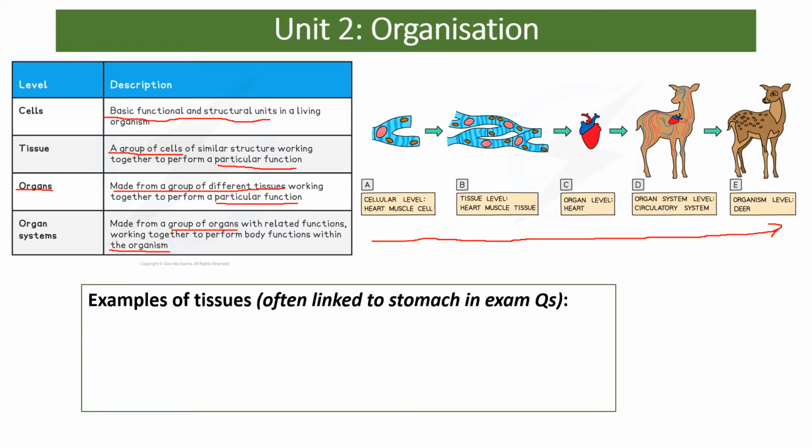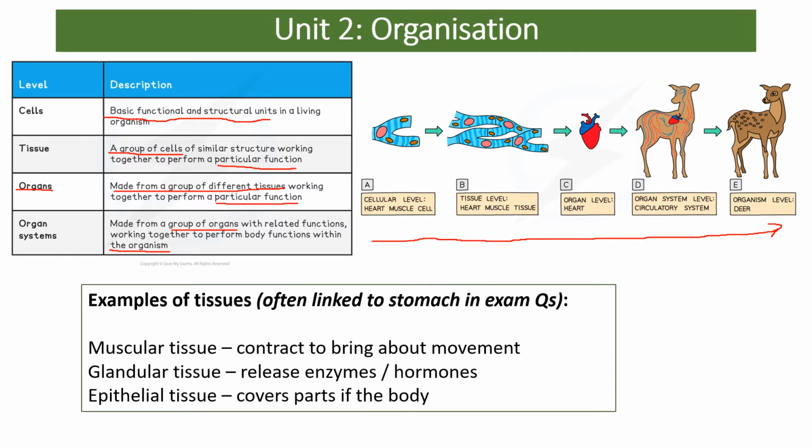Now, there are three types of tissues that you need to be most aware of: muscular tissues, glandular tissues, and epithelial tissues. I'll often ask you to give an example of a tissue that is in the stomach, and all three of these are found in the stomach. You might be asked what they do particularly. A muscle tissue is able to contract, and that brings around movement, so the stomach moves to churn the food. Glandular tissue is used to release hormones or enzymes. So in the stomach, enzymes are released to help digest the food. And epithelial tissues line parts of the body or cover parts of the body. So in the stomach, that's important because it stops the acid digesting the stomach.